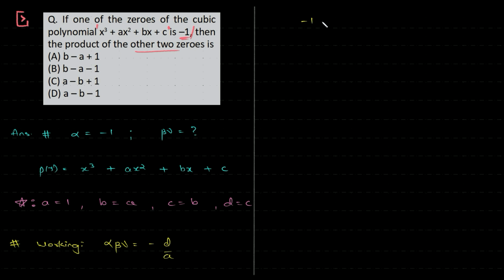Alpha is -1. Beta, gamma is minus d, which is c, by a, which is 1. So clearly we have negative into negative, which becomes positive. So beta gamma is plus c by 1. But well, we don't have c itself. Did we go wrong? We didn't actually. Everything is proper. So how do we solve this further? We don't have a c. I mean, what to do? How do we go about doing this?